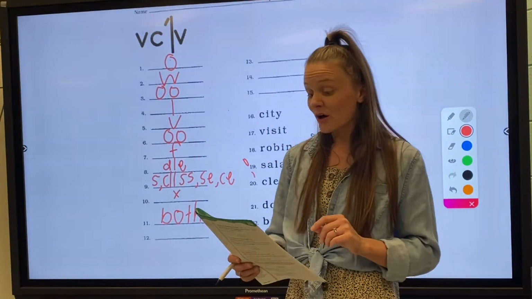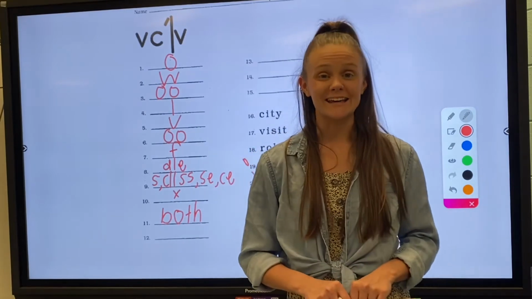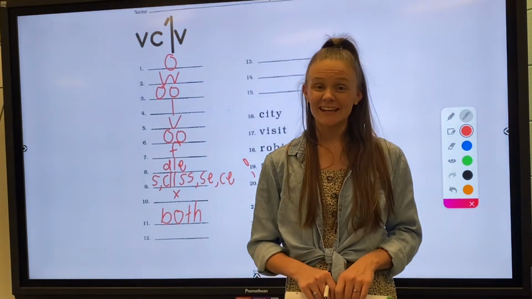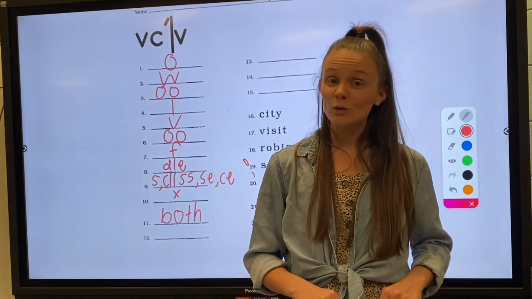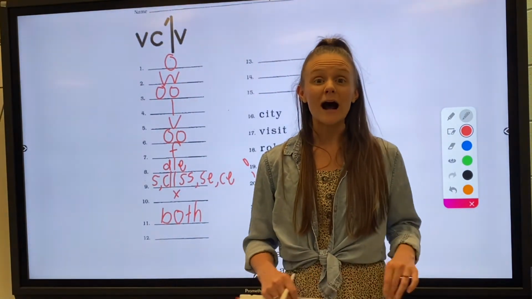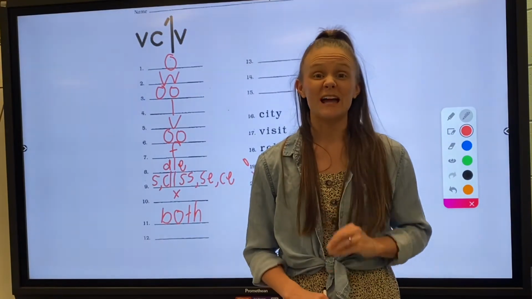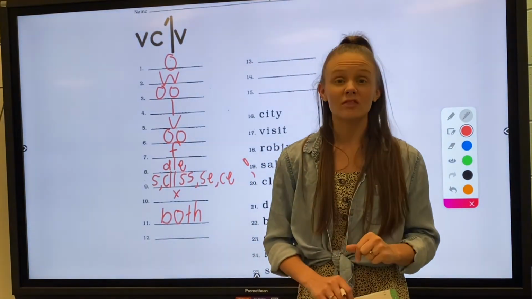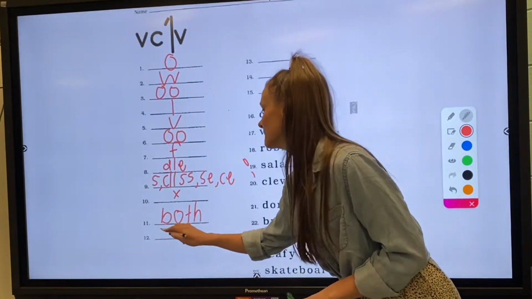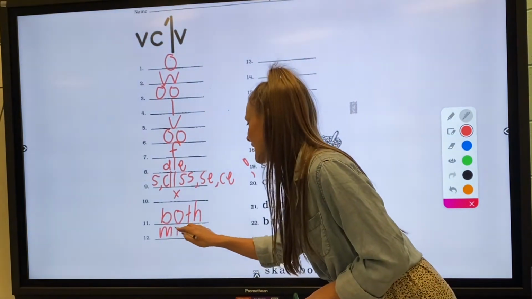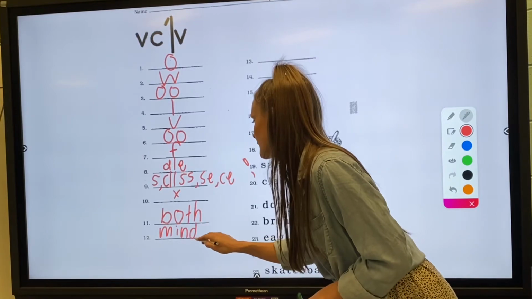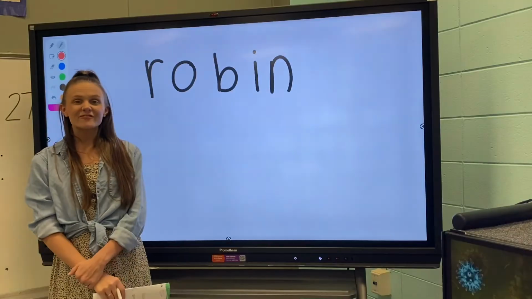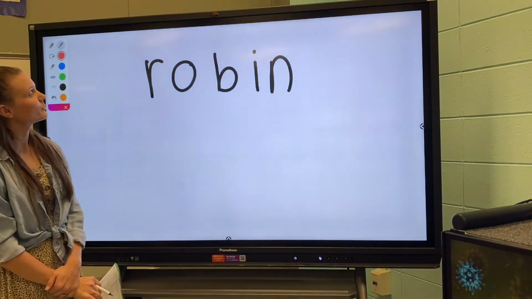For number 12, we're going to spell the word mind. Mind. And again, we would think it's making the short sound, but this follows our wild colt rule where we have 2 consonants following letter I, so it's going to have the long sound. Mind. Very good.